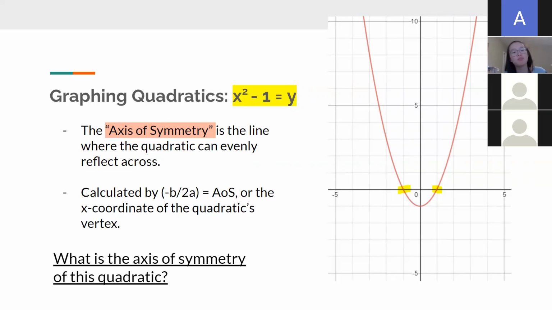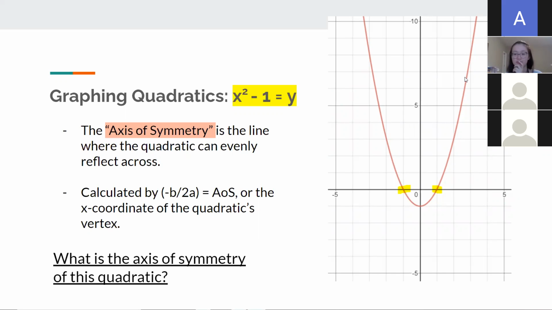Okay, so the axis of symmetry is the line where the quadratic can evenly reflect across. Do you see how the quadratic we have on the right is perfectly symmetrical? So basically the axis of symmetry is the line where the quadratic can evenly reflect across. It's basically the line where you can evenly split the quadratic in half. Does that make sense?